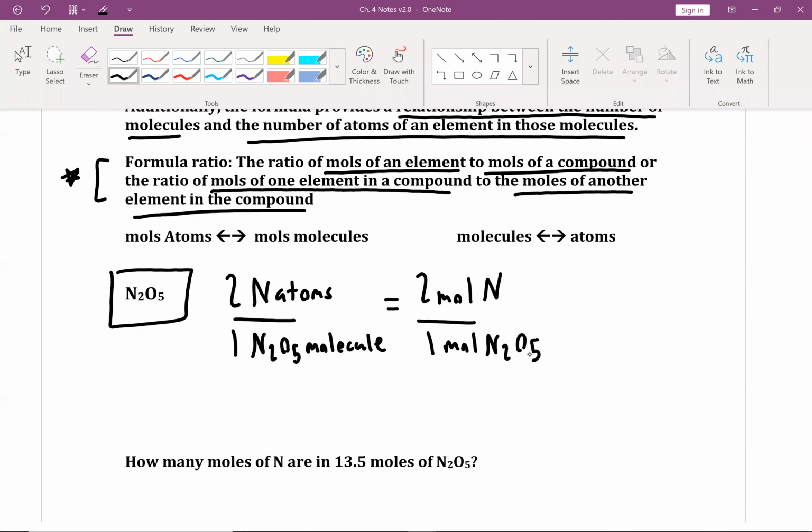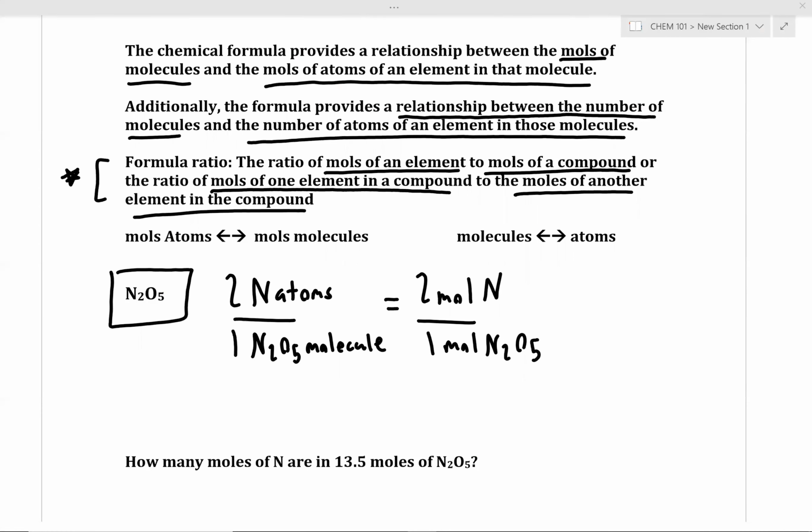Let's now develop a relationship for oxygen. How many moles of oxygen do we have? 5. So we also know that we have 5 moles of oxygen per every 1 mole of N2O5.